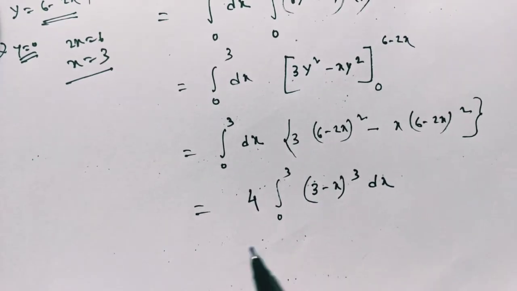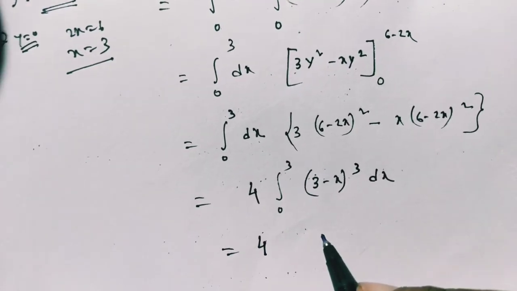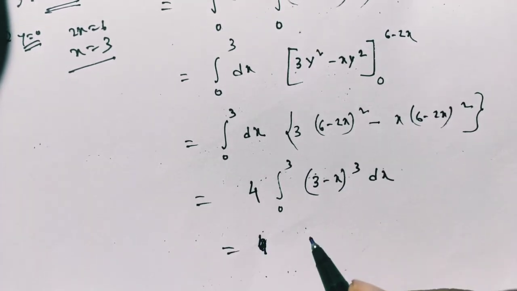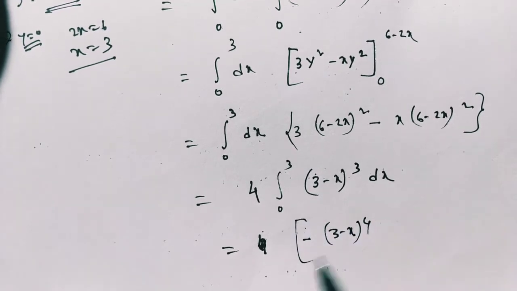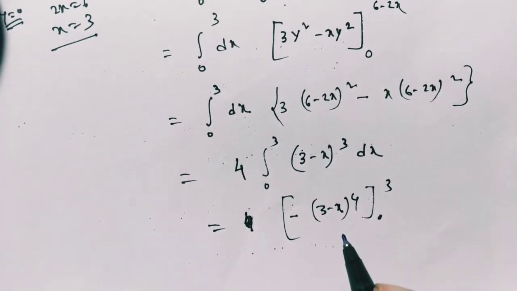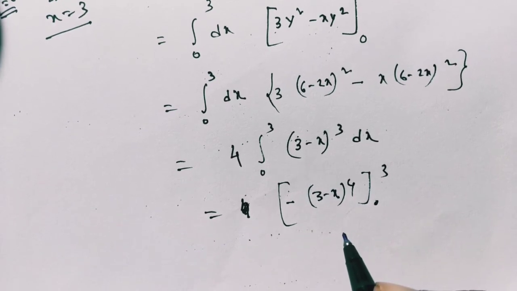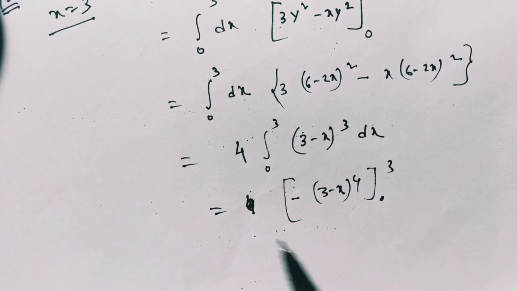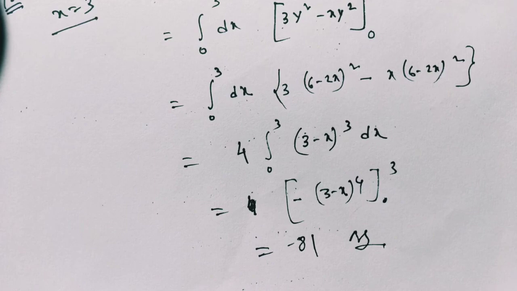Now if we do the integration, it will be 4 into (3 minus x) to the power 4 divided by 4, so the 4 will cancel out, giving minus (3 minus x) to the power 4 from 0 to 3. Now if we put in the limits, it will be 3 to the power 4, which is 81. This will be the answer to the problem. So thank you.